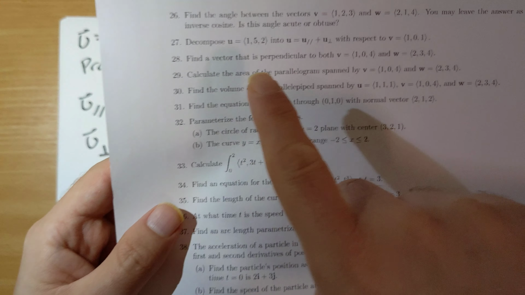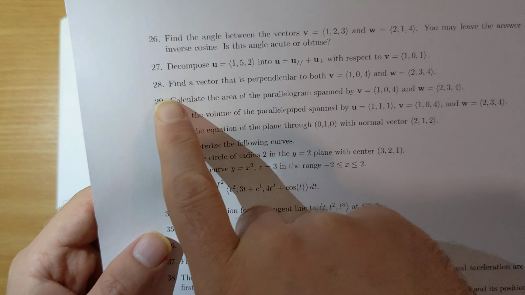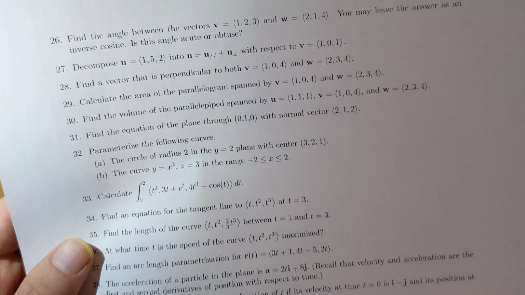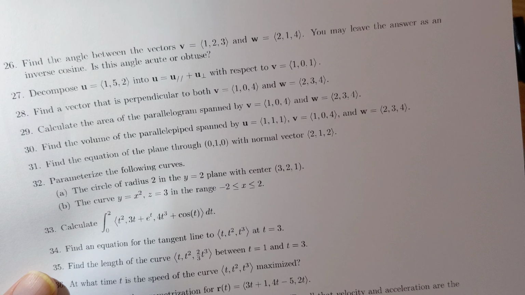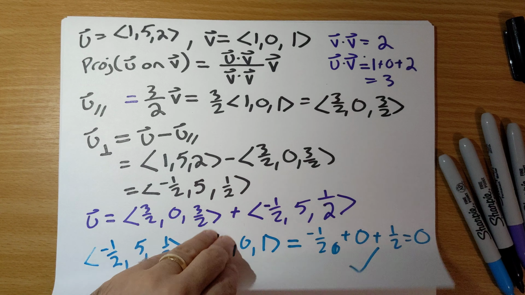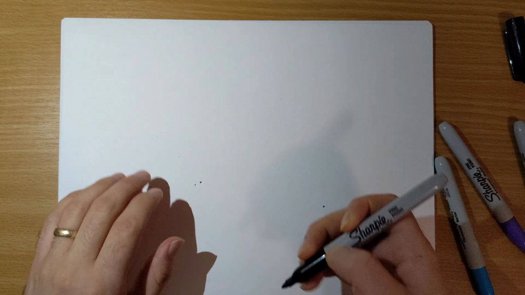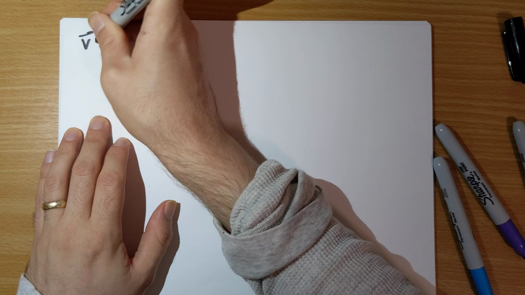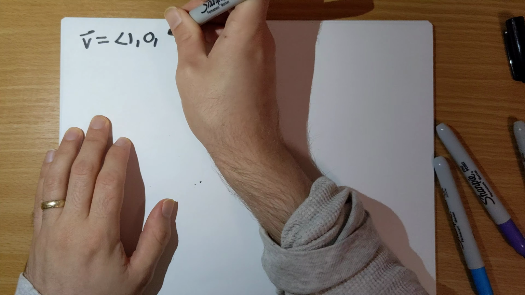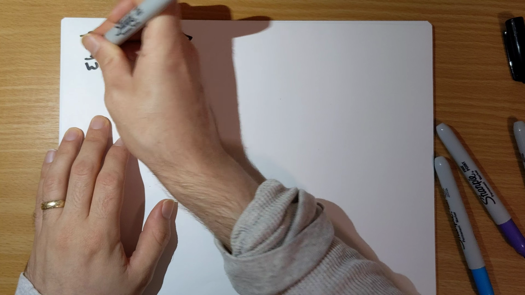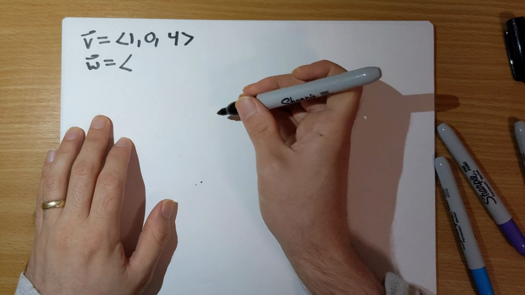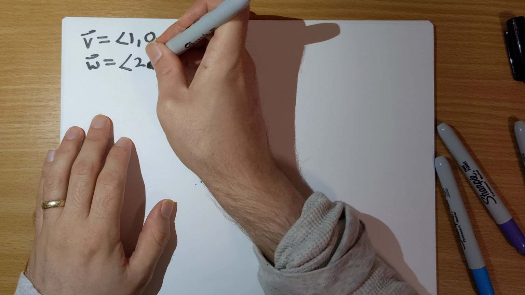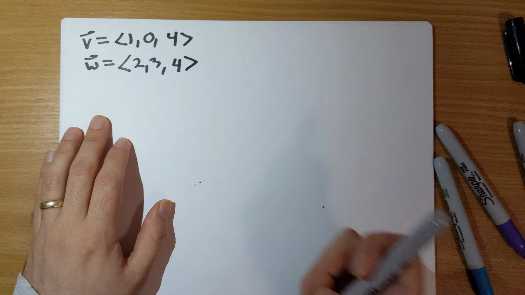Okay, one more problem in the set. Find a vector that's perpendicular to both 1, 0, 4 and 2, 3, 4. And I left this one deliberately ambiguous. There should be lots of possible answers here.